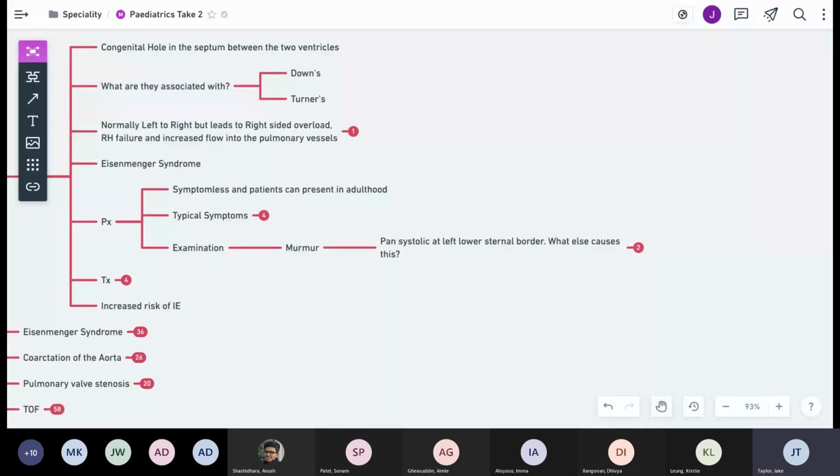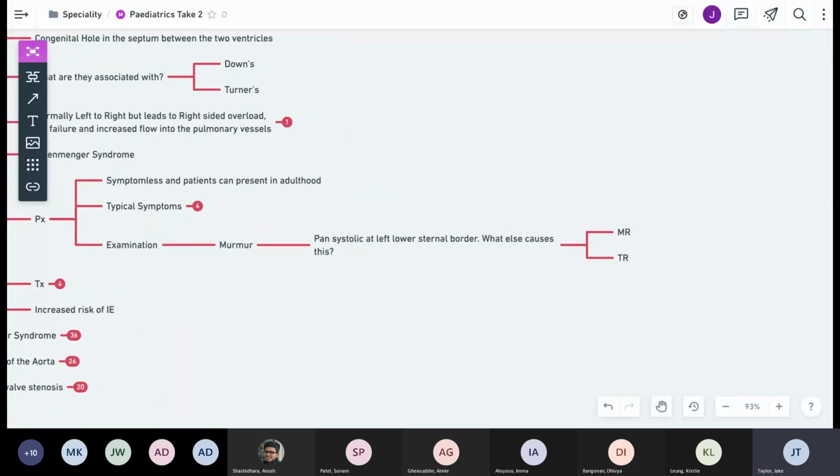I actually don't know either. I can't remember what I wrote here. Let's have a look. Oh, right. Okay, I did know that. MR and TR, fair enough.